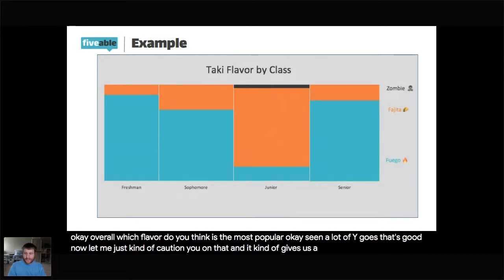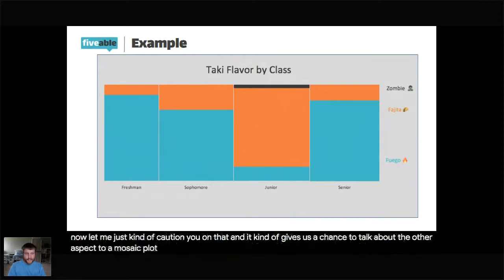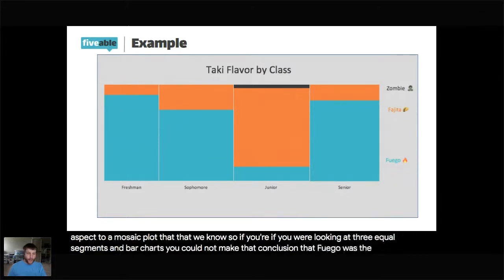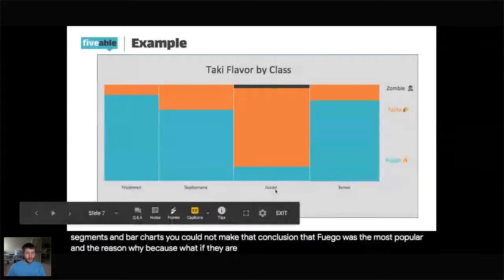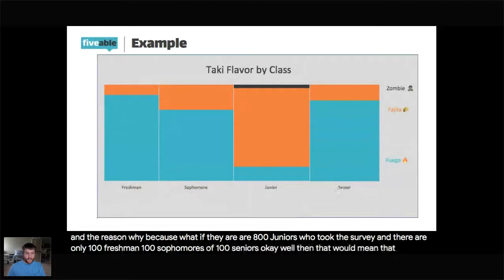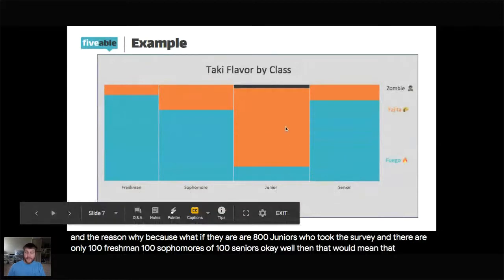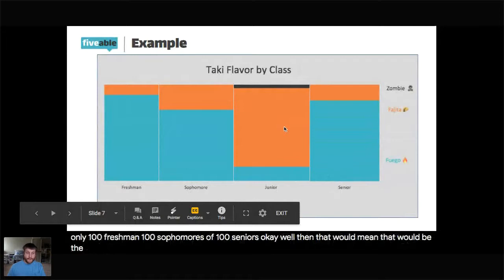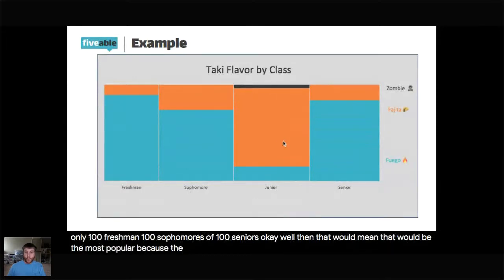It gives us a chance to talk about the other aspect of a mosaic plot. If you were looking at 3 equal segmented bar charts, you could not make that conclusion that Fuego was the most popular. And the reason why is, what if there are 800 juniors who took the survey and there are only 100 freshmen, 100 sophomores, and 100 seniors? Well, then that would mean that fajita would be the most popular because the juniors had a lot more numbers.